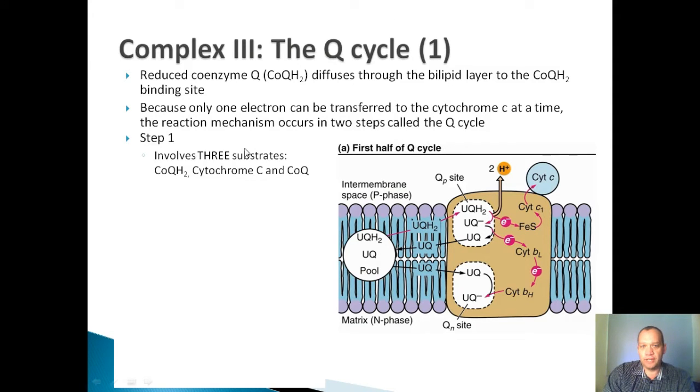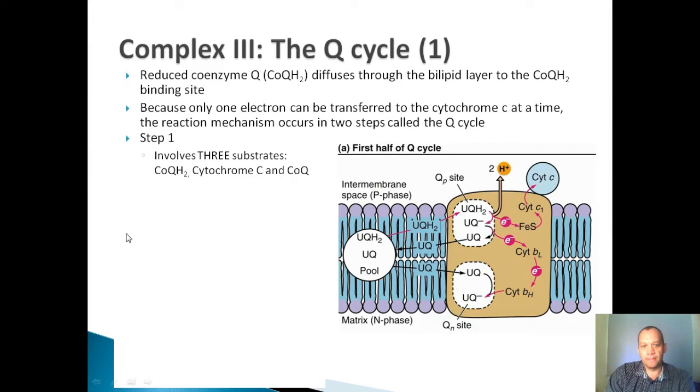So step one then involves three substrates. You have your protein complex and three different substrates that are going to bind to it. This is reduced coenzyme Q, which is going to bind at the QP site. This is the oxidized cytochrome C, which is going to bind close to cytochrome C1 on the complex, and it is oxidized coenzyme Q, which we will see comes into play a little bit later, that will bind on the QN site.